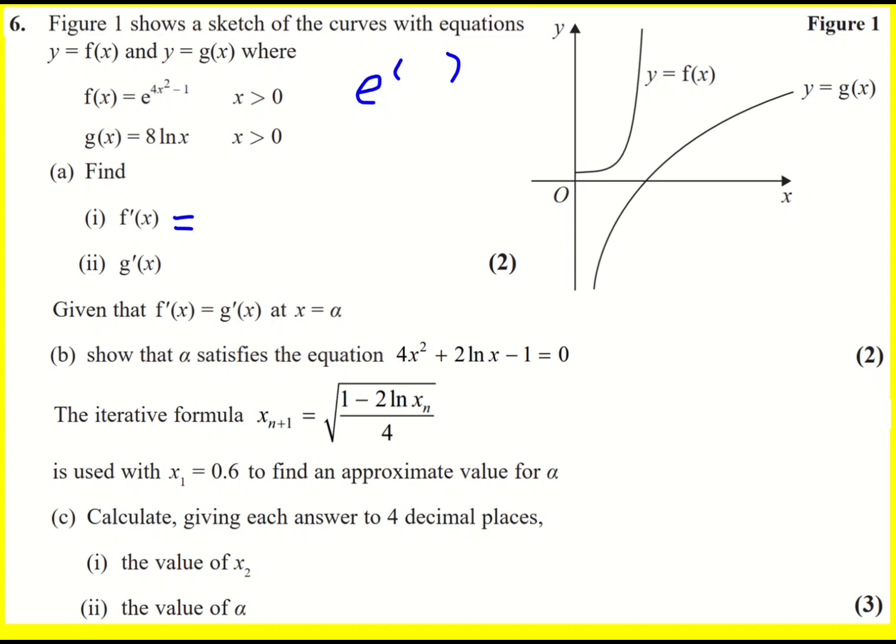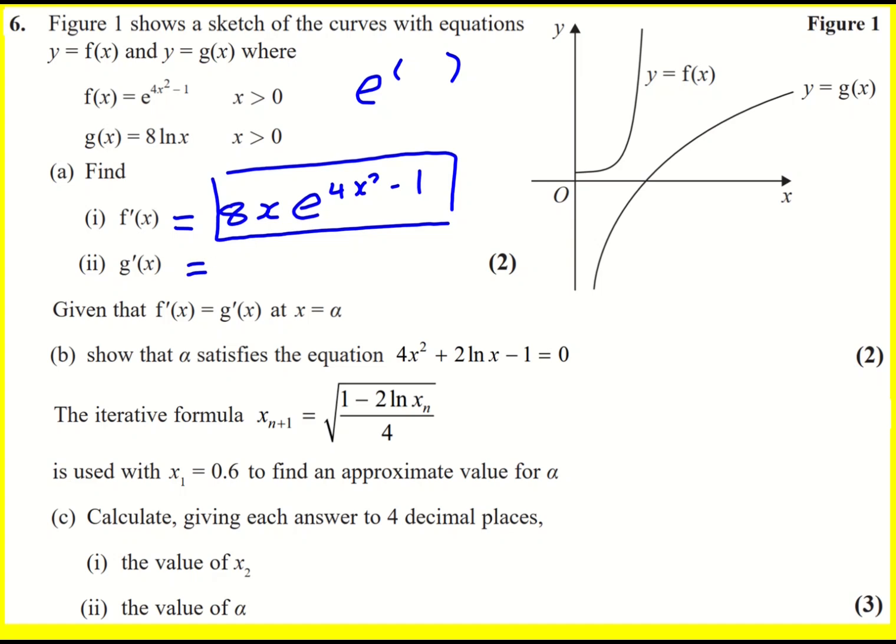So we basically differentiate e to the something, ignoring the something, which becomes e to the something. So e to the 4x squared minus 1 stays as it is in this case. And then I times by the derivative of the inside. That's the outside-inside rule. So we're going to get 8x. And if I was going to simplify it, it'd be 8x e to the 4x squared minus 1.